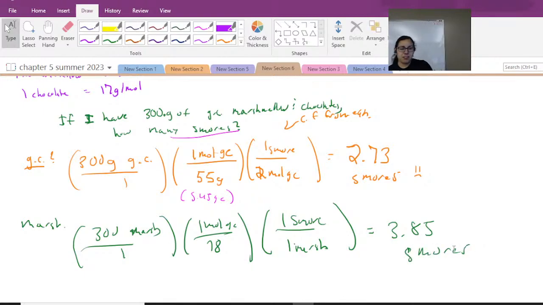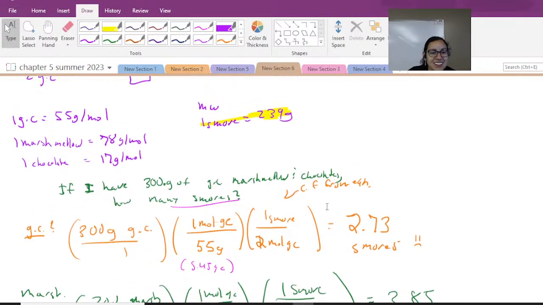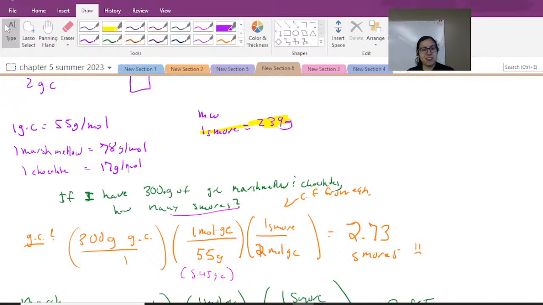Getting increasingly hungry thinking about these s'mores. Of course, I'm just hungry for sugar, so that's not useful.